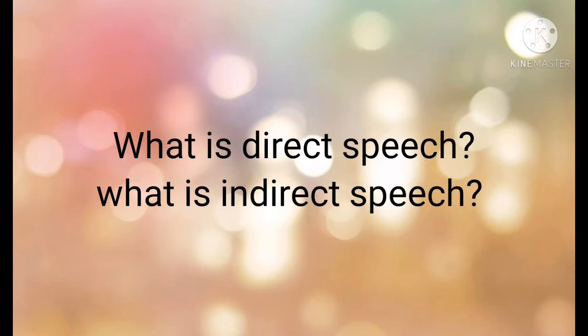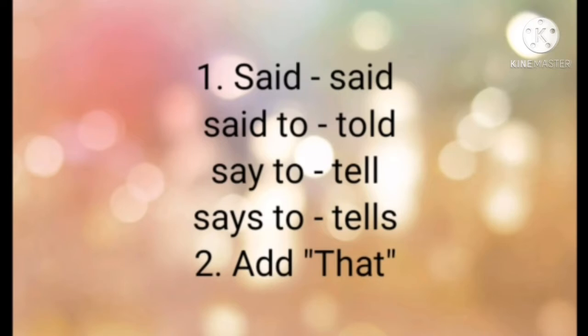We studied what direct speech is, what indirect speech is, and the rules used while converting a direct statement sentence to an indirect statement sentence. Okay, children, let's take a quick glance at the rules. While converting direct statement sentences into indirect statement sentences, the verb said will be said. Said to will change into told. Say to will change into tell. Says will change into tells. And of course, our conjunction that must be added. Then all the quotation marks will be removed. There will be some changes in tenses and pronouns which are common.